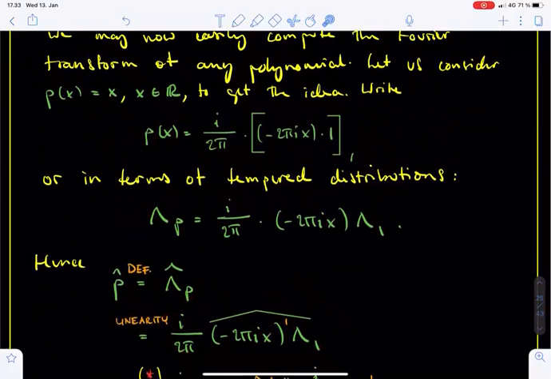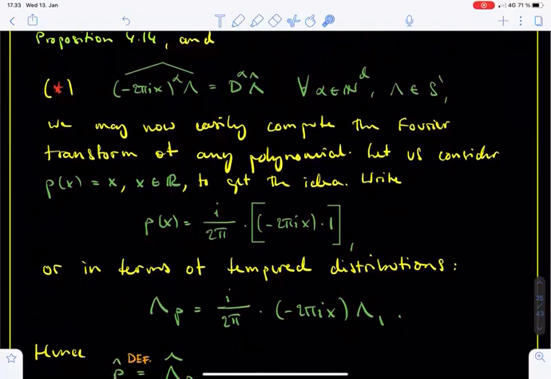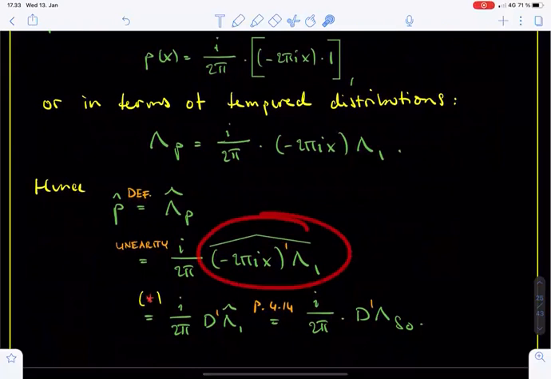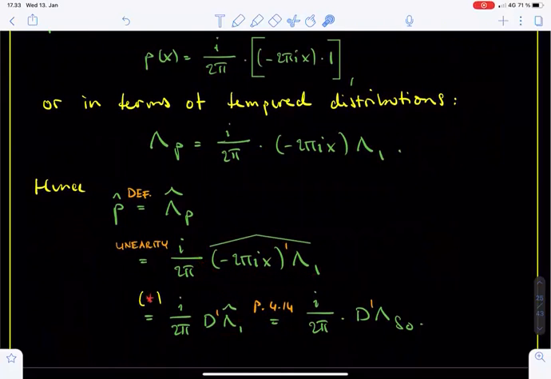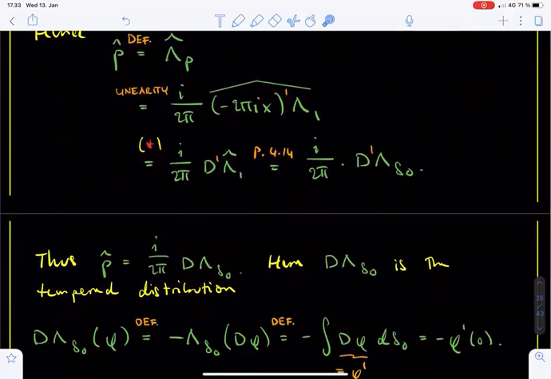Here we may recognize an expression which appeared in the formula star we mentioned above, in the special case where the multi-index alpha is just the number 1. We apply the formula star to find that this expression equals the first derivative of the Fourier transform of lambda subscript 1. Finally, we use the information that the Fourier transform of lambda subscript 1 equals the tempered distribution induced by the Dirac measure. After this rather formal computation, we have arrived at the formula which says that the distributional Fourier transform of the polynomial p of x equals x is i over 2 pi times the first derivative of the distribution lambda subscript delta 0.